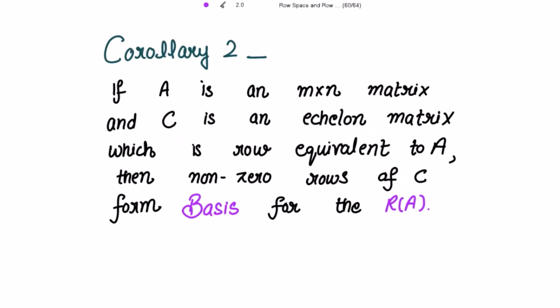And then is corollary 2, which states that if A is an m by n matrix and C is an echelon matrix which is row equivalent to A, again, C is obtained from A by applying row operations, then the non-zero rows of C form a basis for the row space of A. Not the row space of C, that is obvious, but it forms the basis for the row space of A also, right? So this we need to prove.